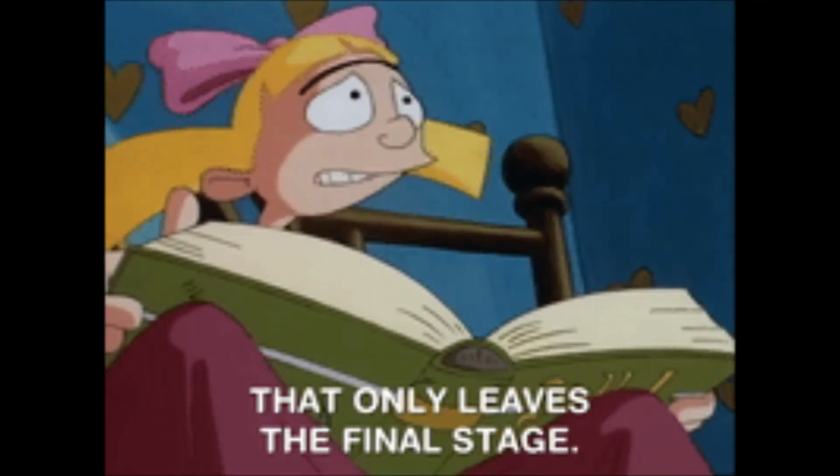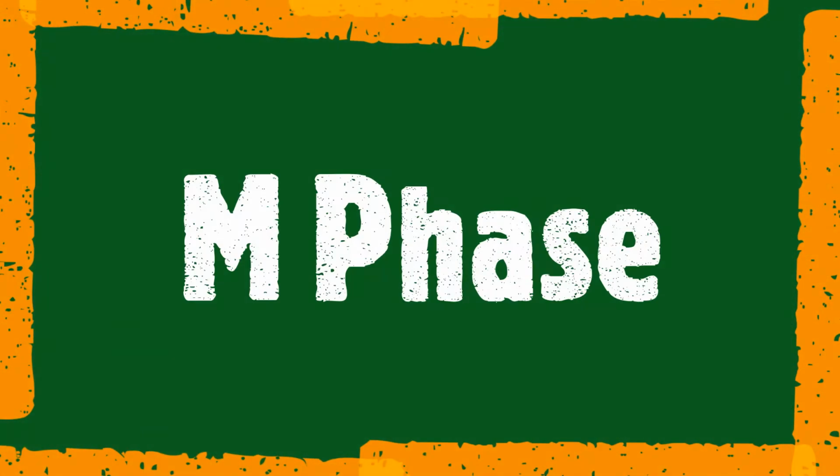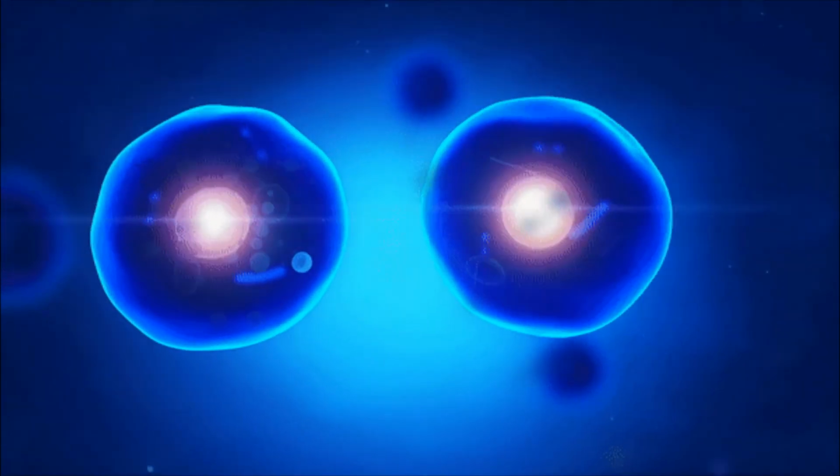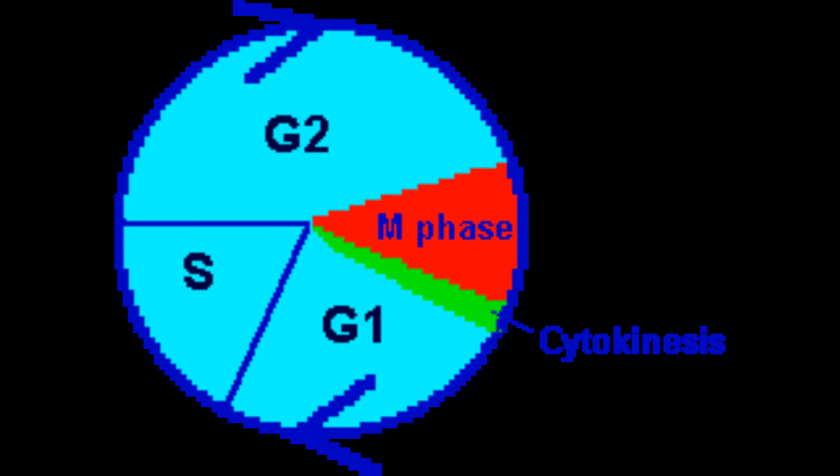Now let's move on to the final stage of interphase. The last stage of interphase is called M phase. This phase is when the cell actually divides. There are 5 stages to M phase, which I will get to in the next video. There are, however, 2 main parts of cell division.